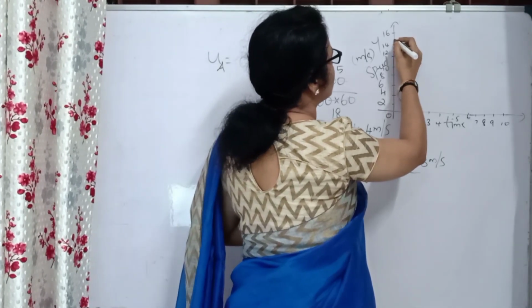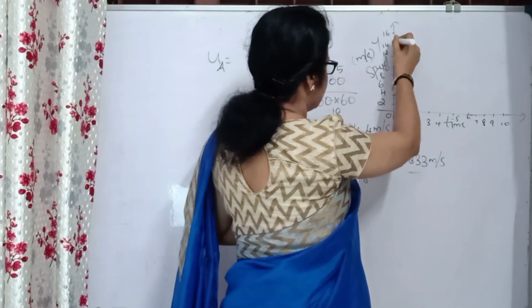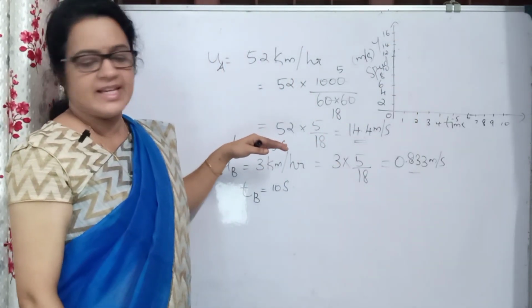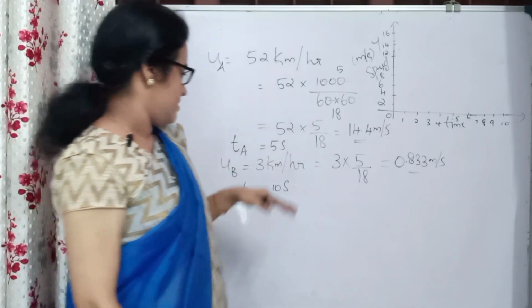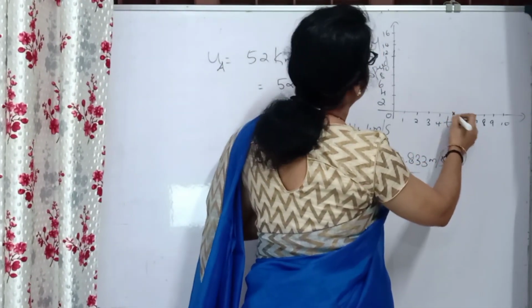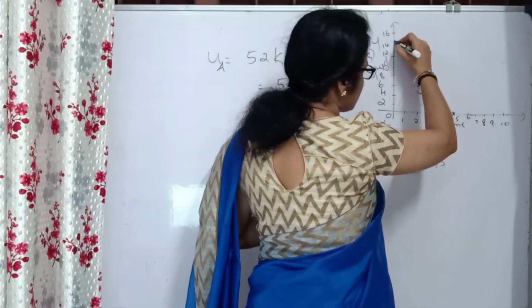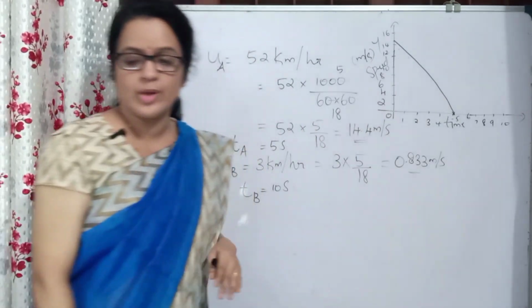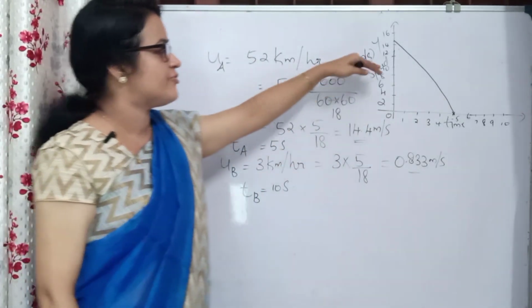So 14.4 we are taking here, and after 5 seconds what is happening here? Yes, that is coming to rest, right? So here this is 5 seconds. So here the acceleration is decreasing. So this can be drawn like this. Clear? This is a straight line. So you can see the graph here. So that is the first case.